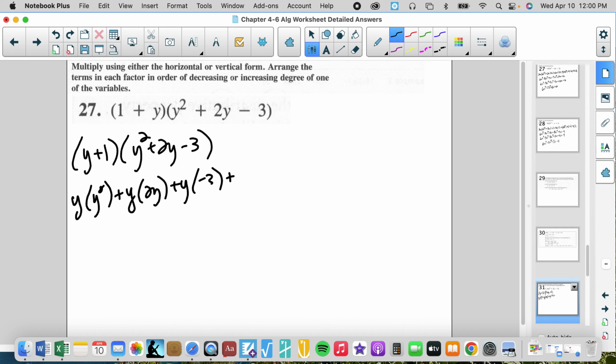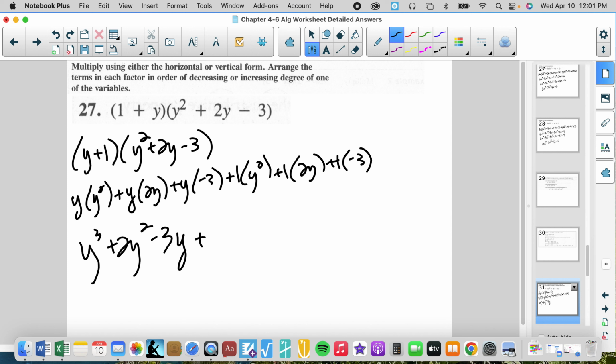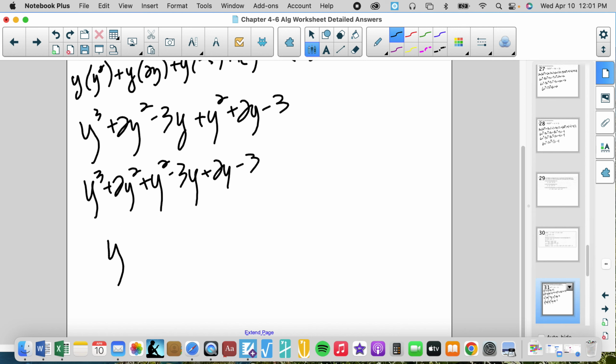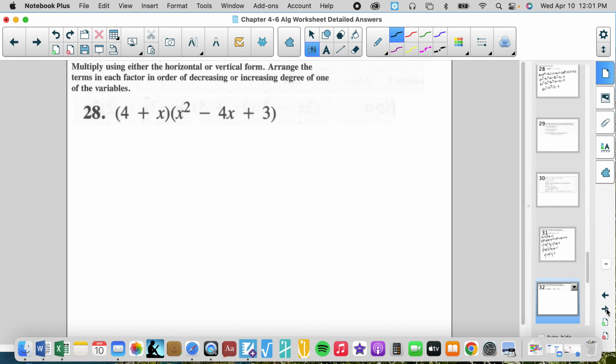So if we do this when we distribute, it's going to help us with our terms. And, 1 times y squared plus 1 times 2y plus 1 times negative 3. And so we'll see that these will be in somewhat of an order that we can all of a sudden know how that's going to work. We still have to reorder because of the product part. Plus y squared minus 3y plus 2y minus 3. But it'll be a whole lot easier to find those pairs and to write it in descending order.